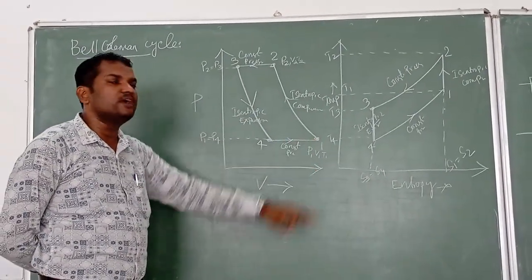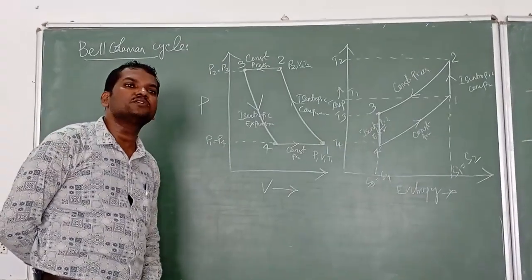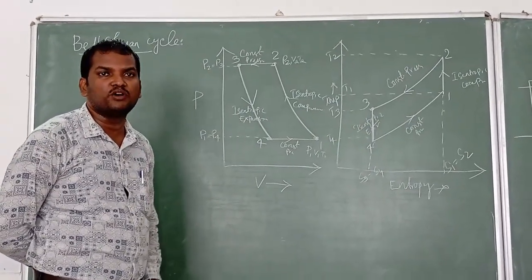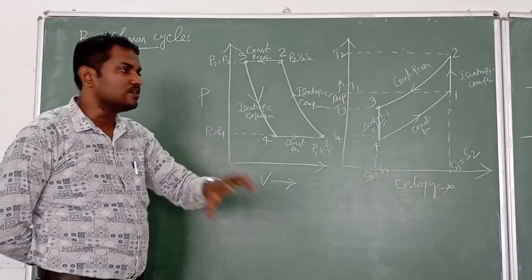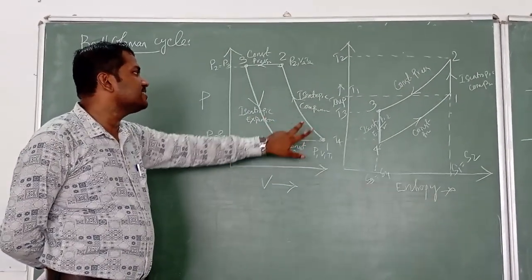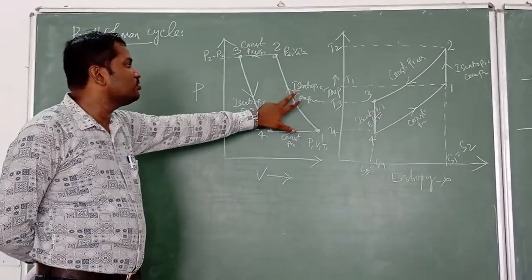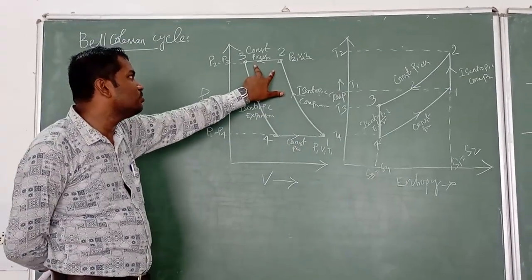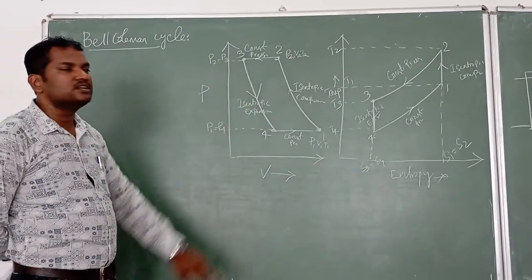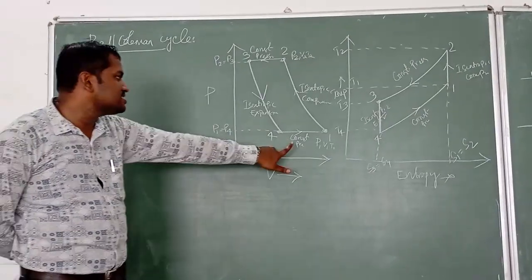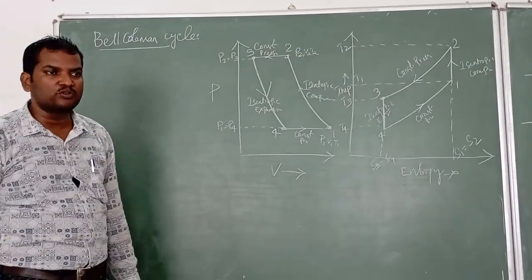Here at point 1, let P1, V1, T1 be the pressure, volume, and temperature at point 1, the condition of the air. So there are four stages. First stage, process 1 to 2, isentropic compression. Stage 2, constant pressure isobaric process. Stage 3, isentropic expansion process. Stage 4, constant pressure process 4 to 1.